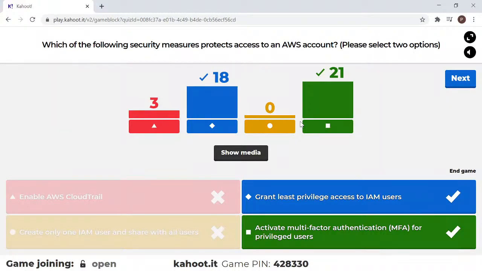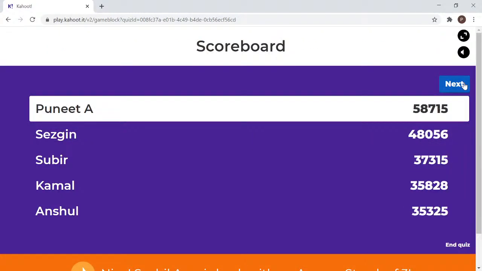Yeah, most of you got it right. I see a few people said enable AWS CloudTrail. It audits how access has been done for each service, but it is not for protecting the AWS services. It is mainly for auditing. For protecting, granting least privilege access to IAM users and activating MFA is the right answer. No change to the scoreboard at all.